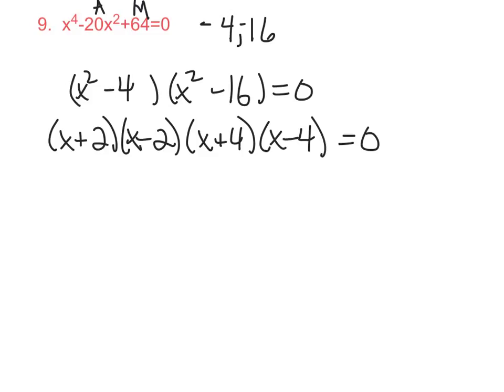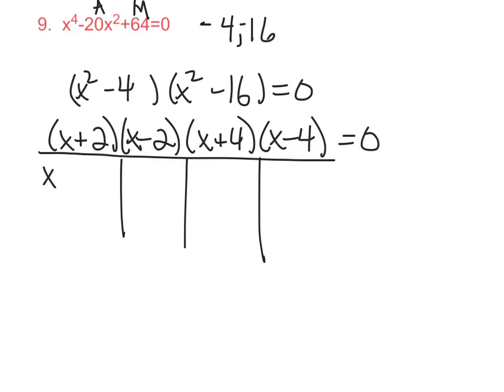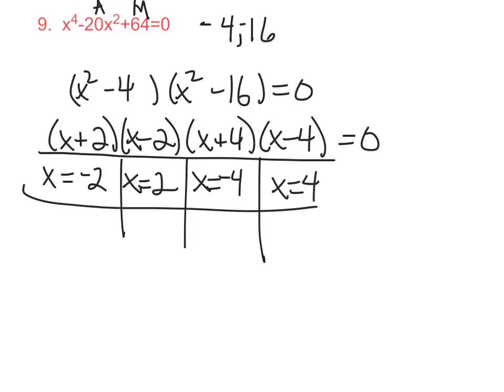Since they want us to solve, we're going to do our little t-chart here. And we're going to set each of those factors equal to 0. So we're going to get x equals -2, x equals +2, x equals -4, and x equals +4. And those are your 4 solutions.